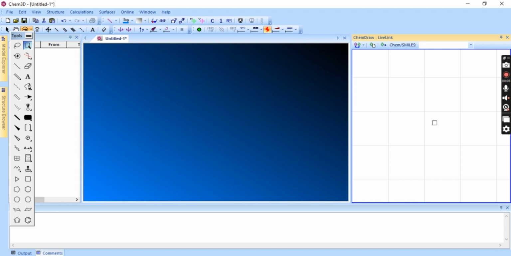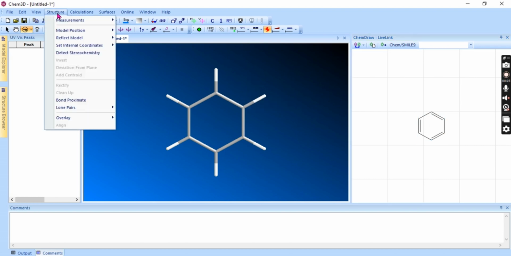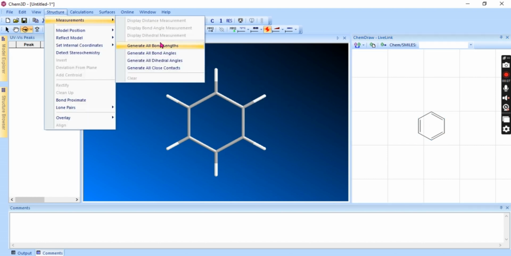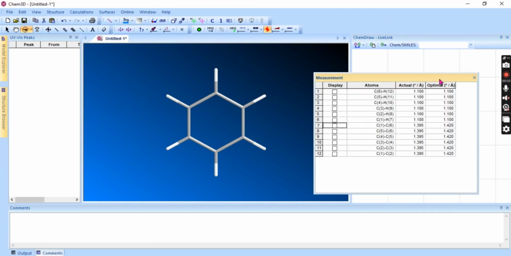Let's start this lecture. First of all, we have to draw a simple molecule to understand more. So, I have drawn benzene for the measurement study. After drawing, you have to select, then go to structure, and generate all bond lengths. While generating, a window will be shown. In the window, you can see the display, which atoms, the number of atoms, and the actual bond length and the optimum.